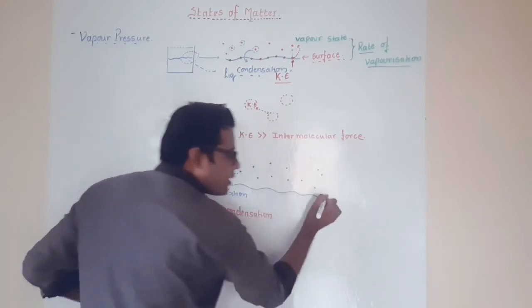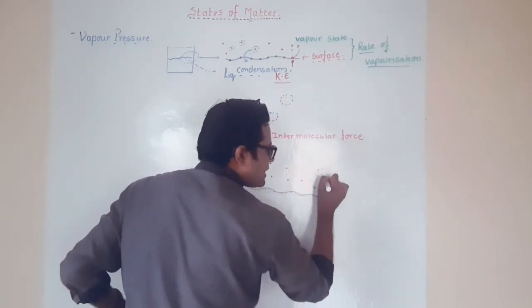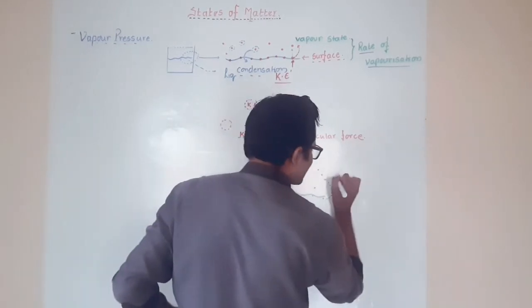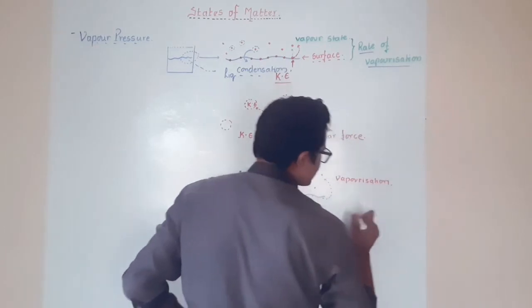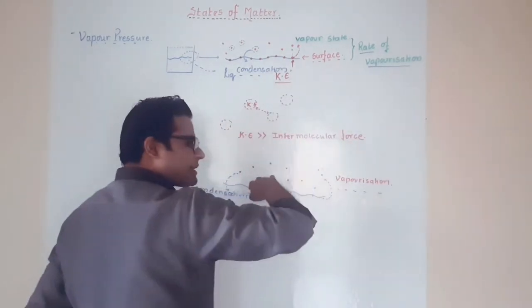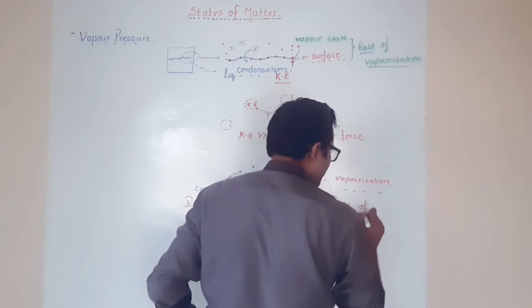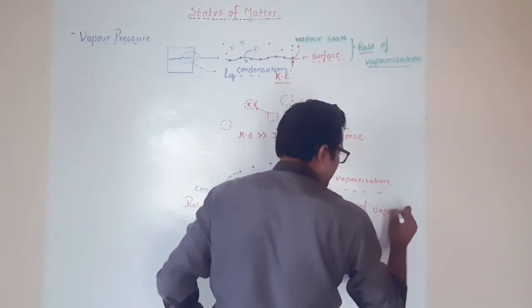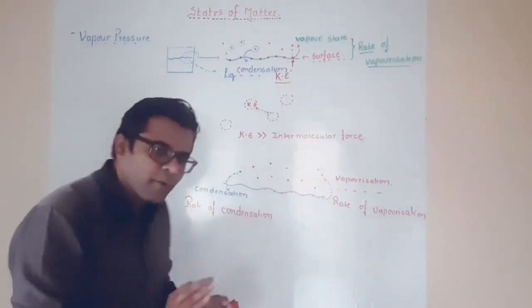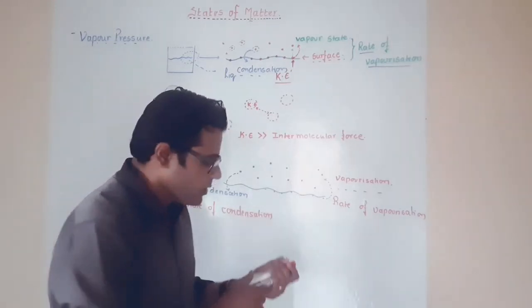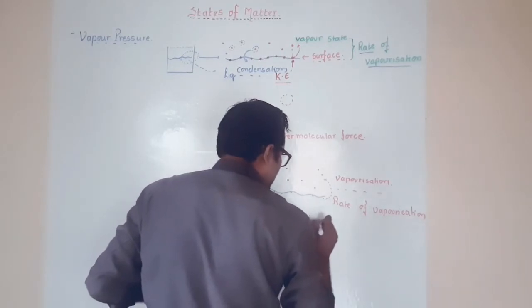At the same time, how many molecules from the liquid are getting converted into vapors? This process we call vaporization, and how many molecules get vaporized per unit volume per unit time is nothing more than the rate of vaporization. There will be a point in all types of liquid systems where the rate of condensation will be equal to the rate of vaporization.